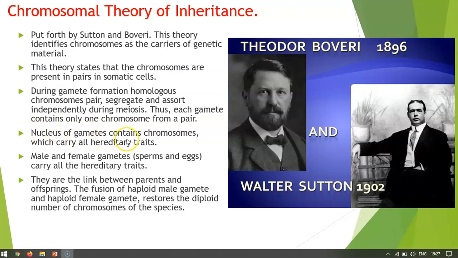The nucleus of the gametes contains chromosomes which carry all the hereditary traits. Male and female gametes, that is the sperm and the egg, carry all the hereditary traits. They are the link between parents and the offspring. The fusion of the haploid male gamete and the haploid female gamete restores the diploid number of chromosomes in a species.